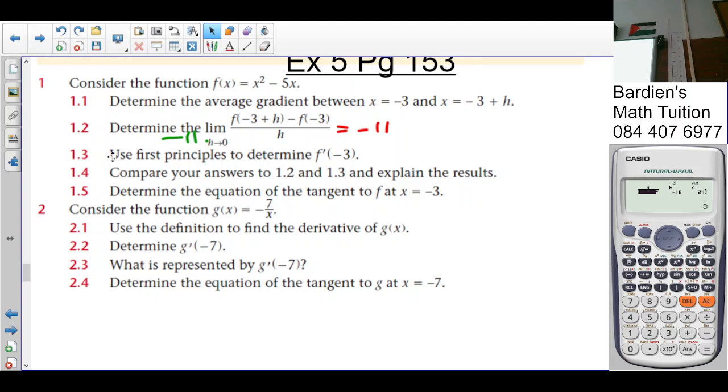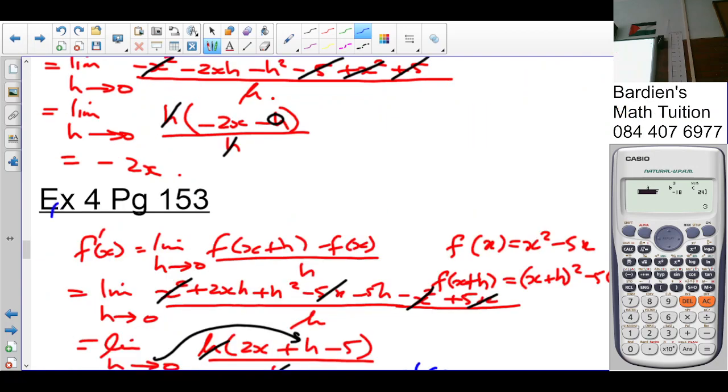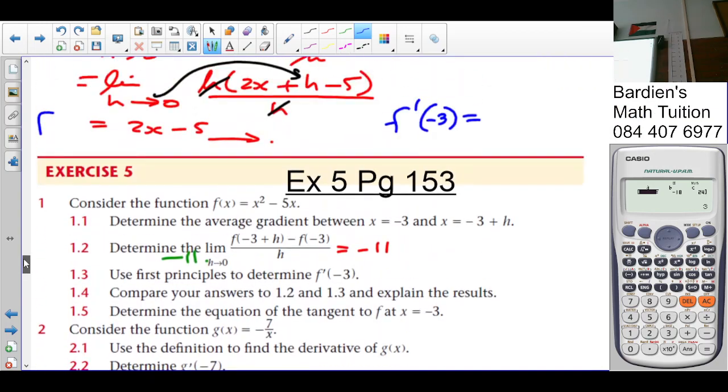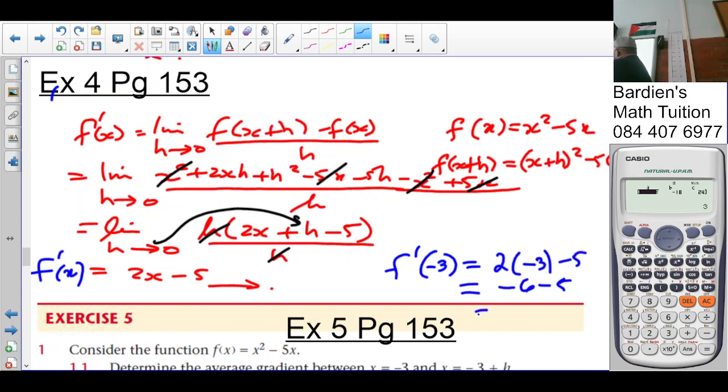Okay, copy your answers 1.2, which is negative 11, and 1.3. We didn't finish this yet, no? So they wanted to know what is f prime of negative 3. So f prime or f dash of x, the derivative of f, is 2x minus 5. So f dash of negative 3 is going to be 2 times negative 3 minus 5. So that's going to give you negative 6 minus 5, which is negative 11. Okay.